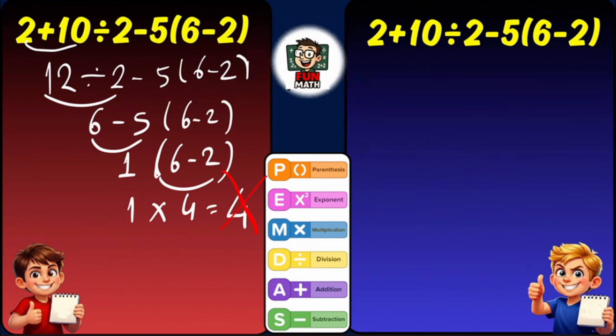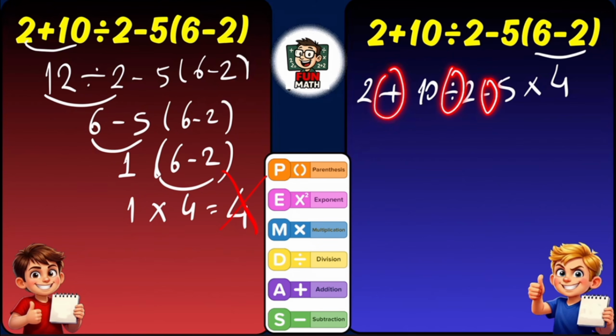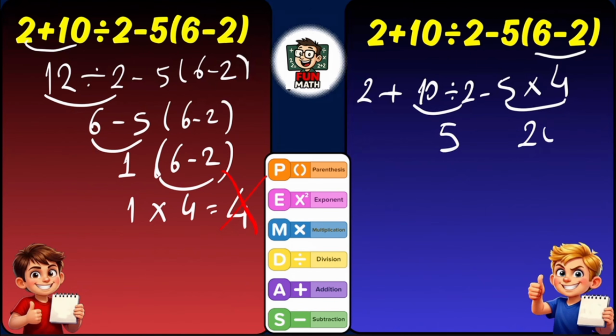Okay. Now let's solve the equation according to the rule. Addition, division, subtraction, hidden multiplication, parenthesis. First, parenthesis. 6 minus 2 equals 4. Now there are addition, division, subtraction, multiplication. First, division and multiplication. 10 divided by 2 equals 5. 5 times 4 equals 20.